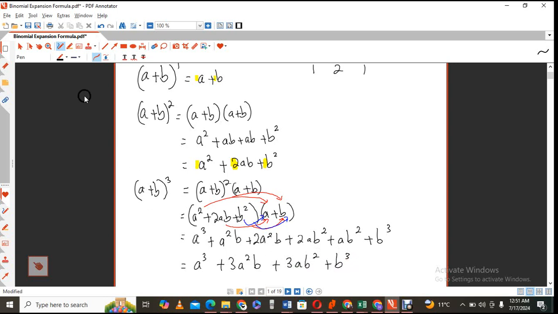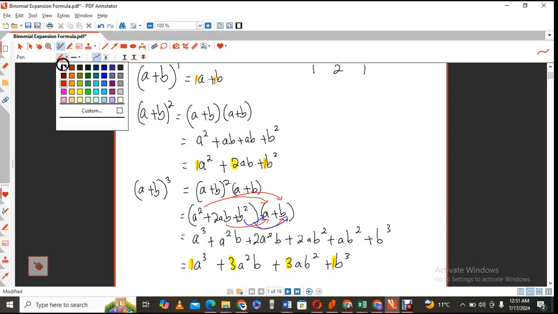All right, so we can just highlight the coefficients. There's a coefficient of 1 here, a coefficient of 3, a coefficient of 3, and a coefficient of 1 over here. Maybe I should go ahead and put those coefficients where I have indicated, so you can perhaps follow. All right, and then you see the general pattern that emerges.